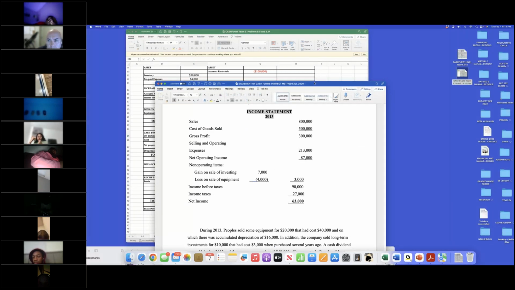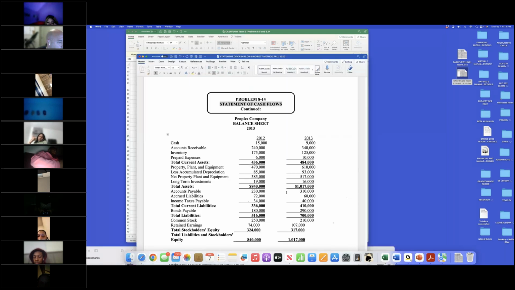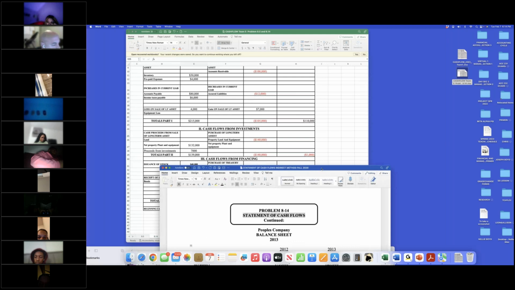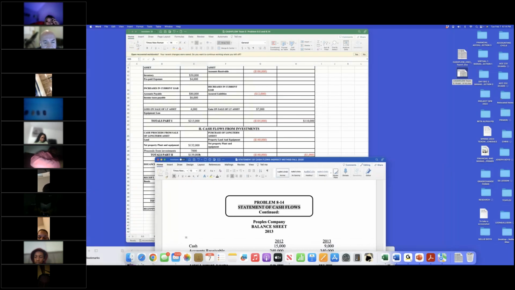So when we go to the balance sheet, the investments were 19,000, and now they're 16. So that means we sold $3,000 in investments. So that doesn't go in part two, the proceeds from investments. So that's where the 7,000 was.